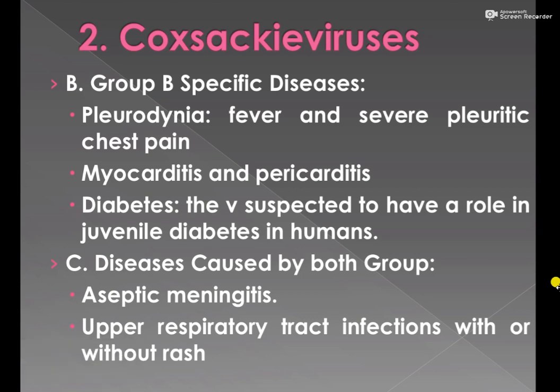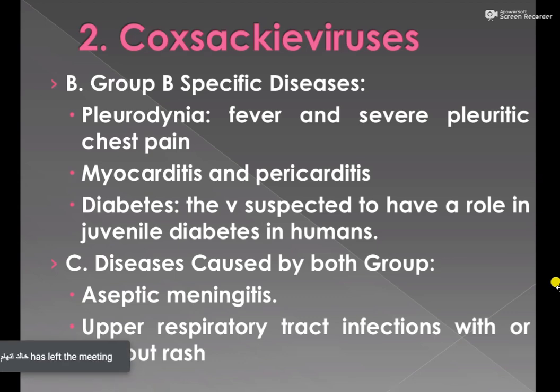The second, myocarditis. All these are group B Coxsackie viruses: pleurodynia, myocarditis, inflammation of the heart muscle, and also could be pericarditis. But all of them are mild self-limited diseases. The permanent damage caused by Coxsackie B is type 1 diabetes, diabetes mellitus. The virus is suspected to have a role in juvenile diabetes. One of the causes of juvenile type 1 diabetes mellitus is proved to be Coxsackie viruses type B.